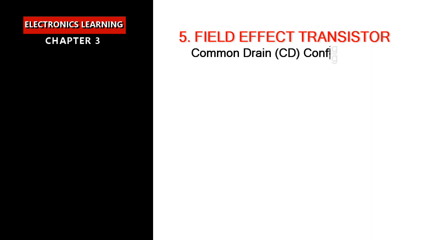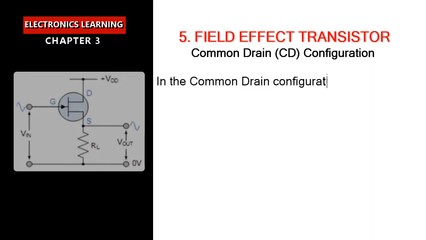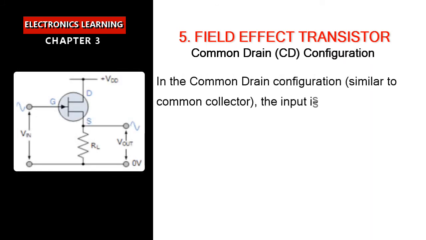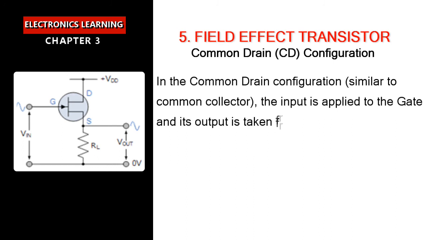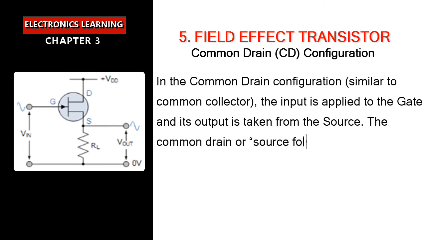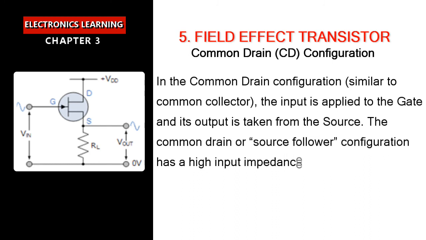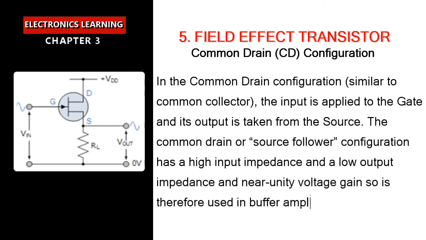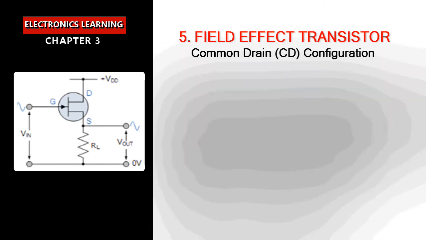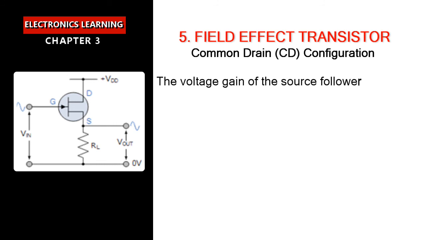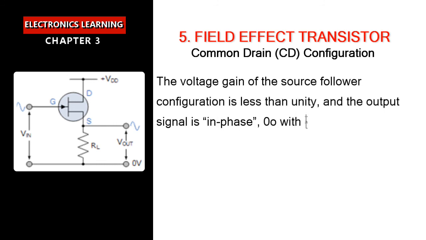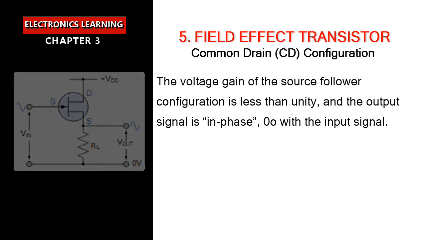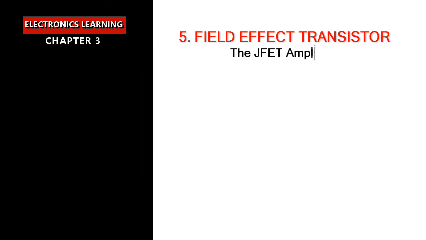Common drain configuration. In the common drain configuration, similar to common collector, the input is applied to the gate and its output is taken from the source. The common drain or source follower configuration has a high input impedance and a low output impedance and near unity voltage gain, so is therefore used in buffer amplifiers. The voltage gain of the source follower configuration is less than unity, and the output signal is in phase, 0°, with the input signal.